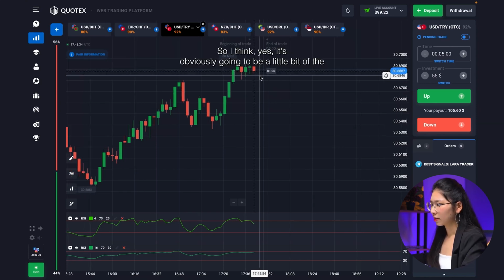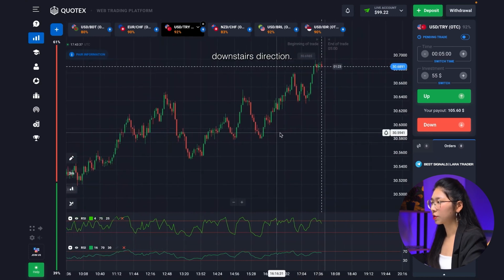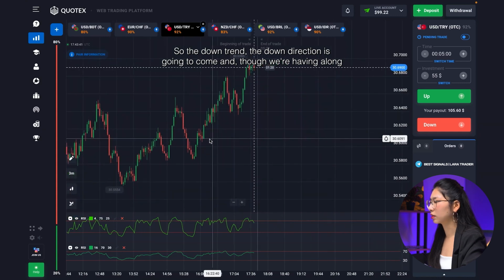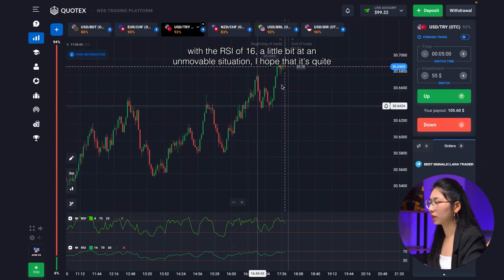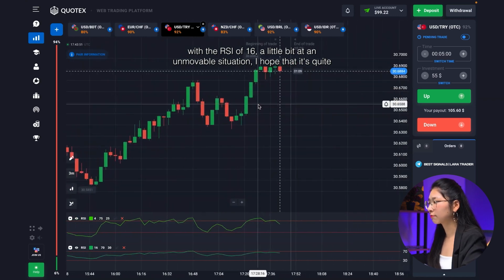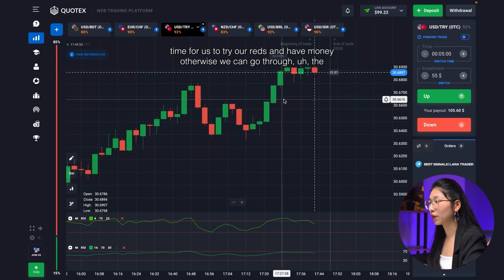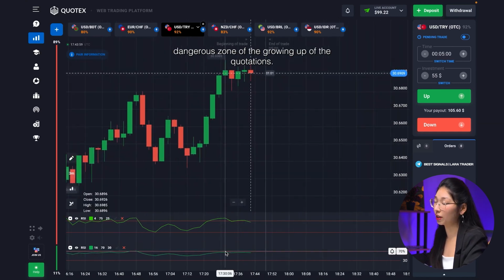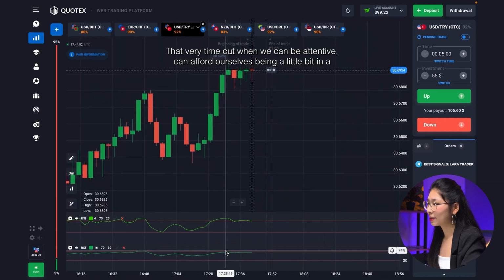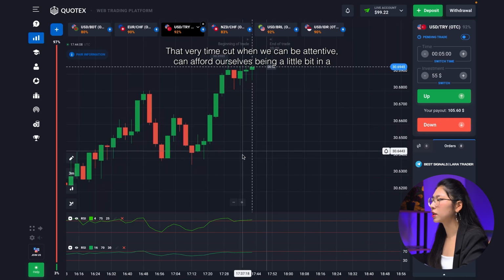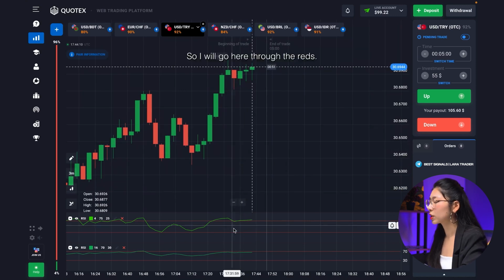I think yes, it's obviously going to be a little bit of the downward direction, so the downtrend is going to come in, and now we're having, along with the RSI of 16, a bit of an unmovable situation. I hope it is quite time for us to try our rest and have a manual rise. We can go through the dangerous zone or the growing up of the quotations. That's our time cut when we can be attentive and can afford ourselves being a little bit in a dangerous situation. So I will go here through the rest.